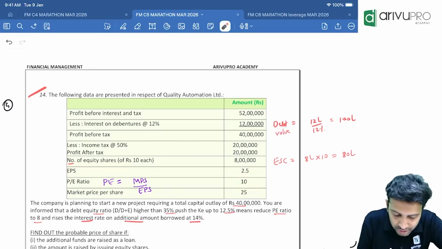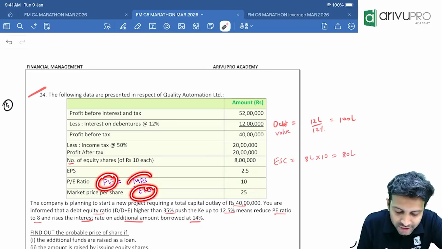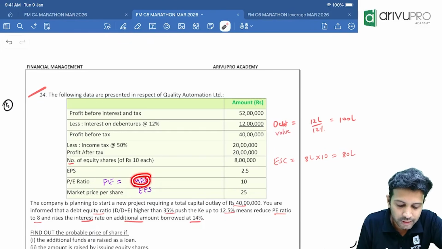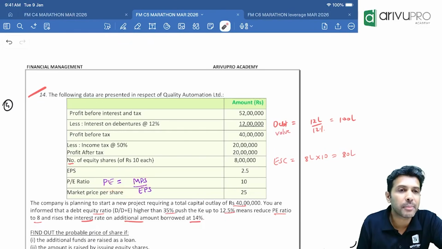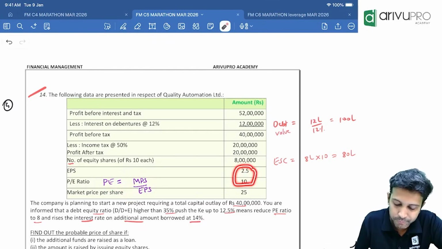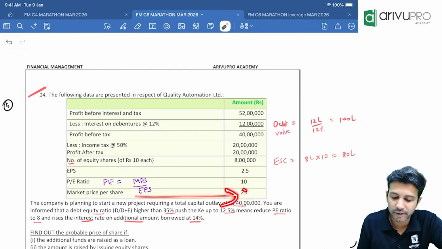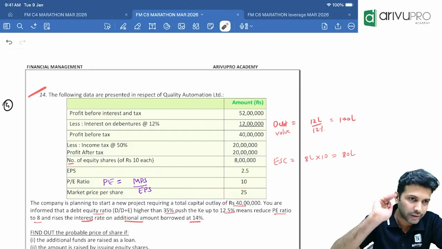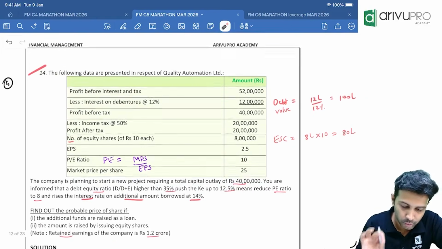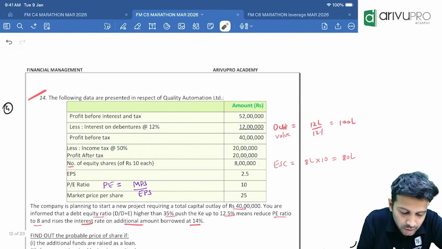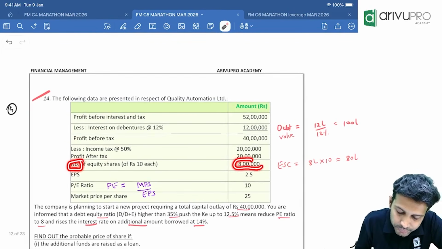Now, if you know the P/E multiple and you know EPS, can't you calculate MPS? How do you calculate MPS here? P multiplied by EPS. These two you multiply. 25. That's your market price. That's the data they've already given. Okay, now what do we need to do? One minute, some hidden things are there over here. How much is the number of equity shares?